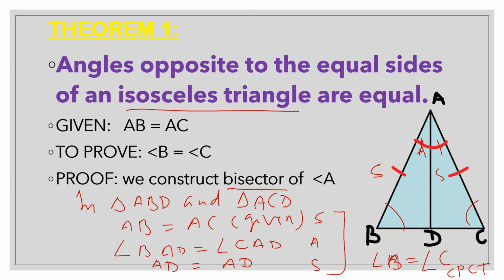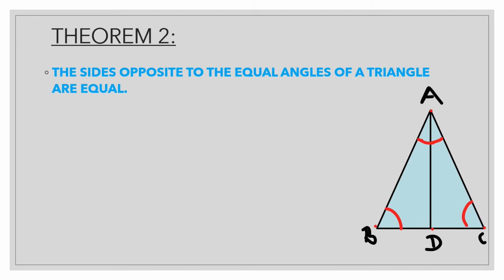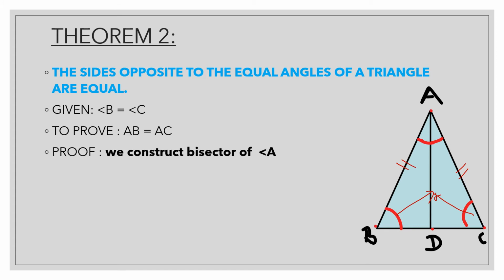The next very important theorem is just the reverse of the previous one. The sides opposite to the equal angles of a triangle are equal. What is given is angle B equals angle C. So what side is opposite to angle B? Yes, it is AC. And which side is opposite to angle C? That is your AB. We have to prove that AB equals AC.